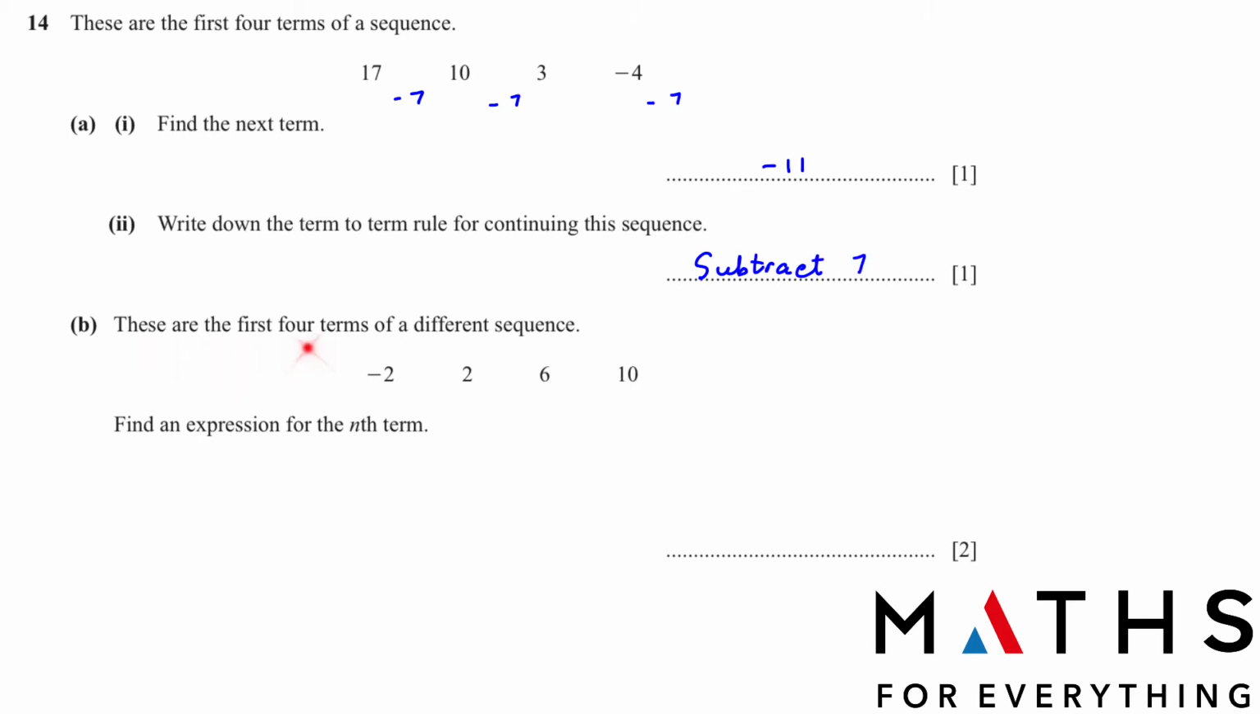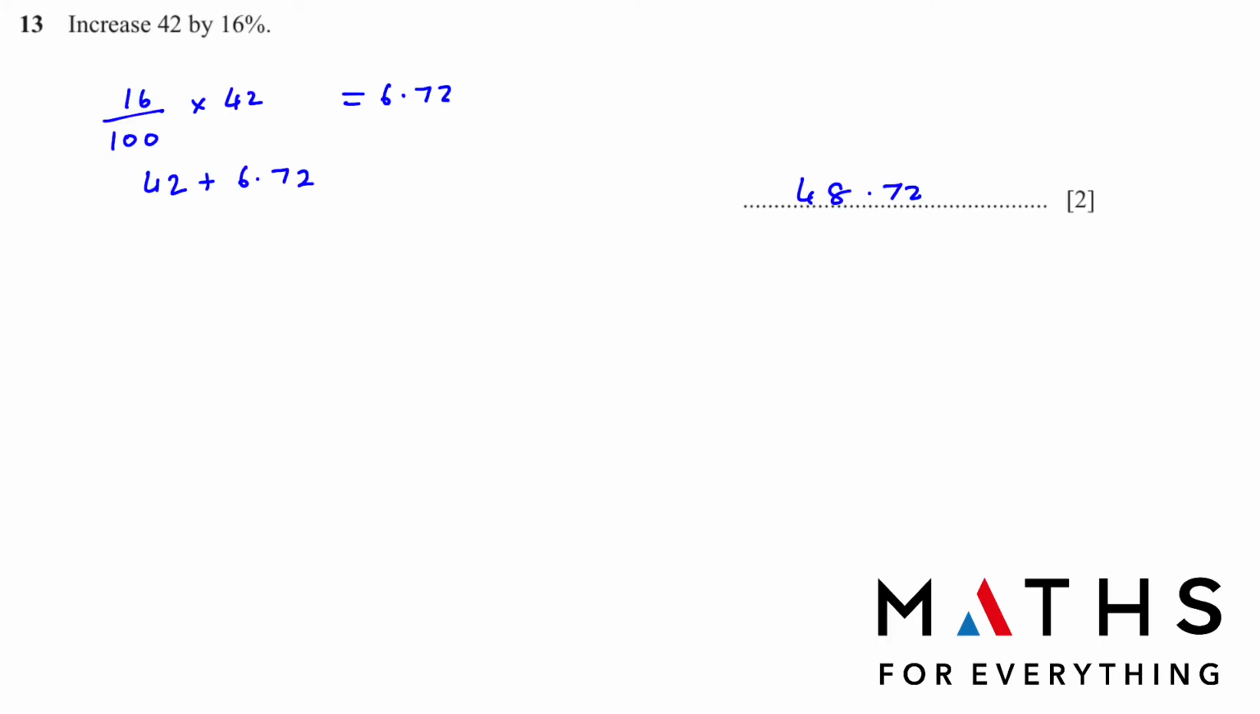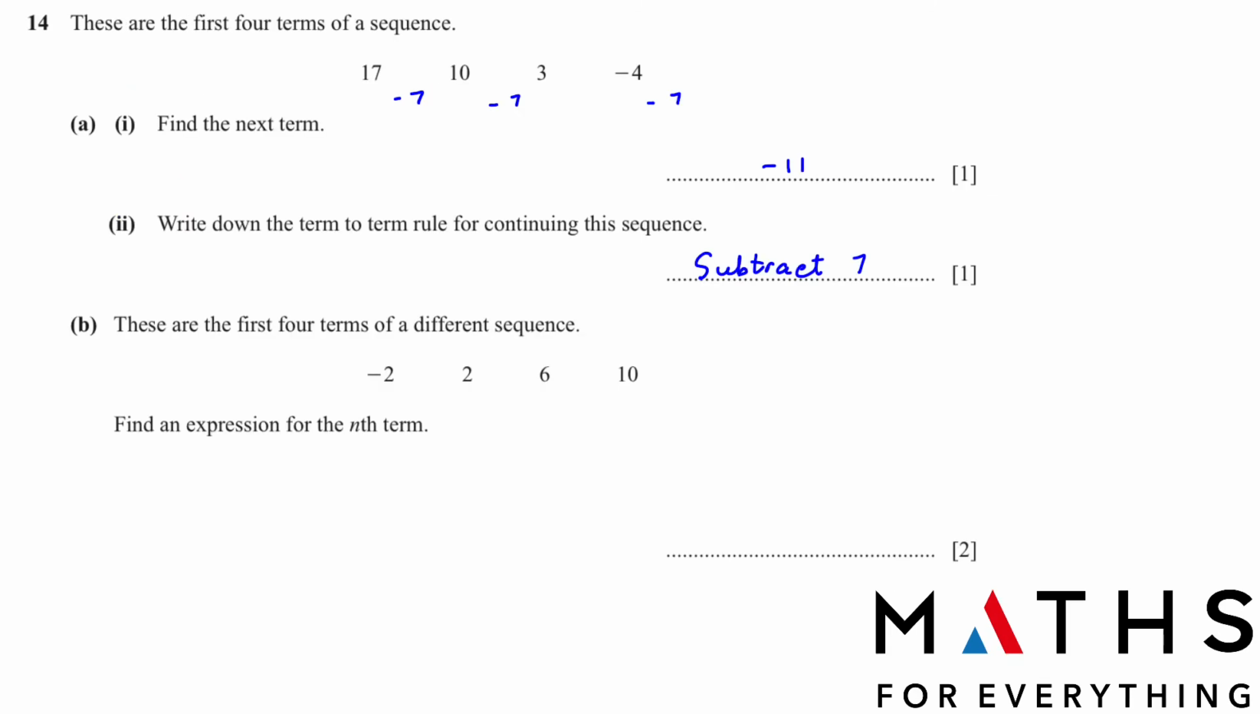Part B. These are the first four terms of a different sequence. Write an expression for the nth term. So we know that negative 2 plus 4 will give us 2. If you don't know, remember to find the difference, we take the second term and from that subtract the first term. So we have 2 minus, what is our first term? Negative 2. That gave us 4. So that's how we know that the difference is 4.